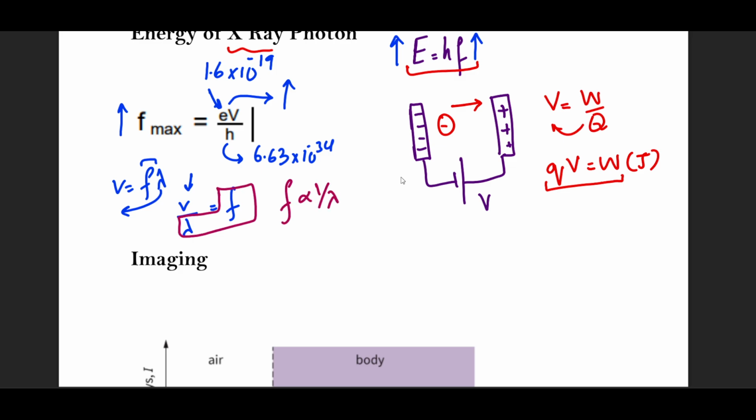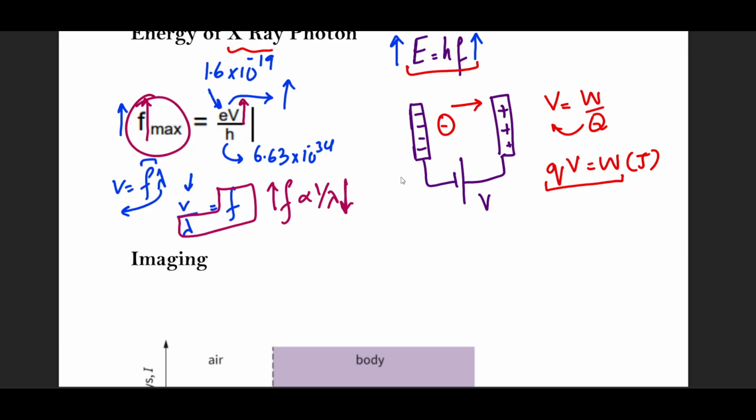Another way you will see this statement in the book is that increasing the voltage decreases the wavelength. So yes, if increasing voltage increases the frequency, then mathematically speaking, lambda will decrease, right? So one way to talk about this, you will find this in the book in this way.